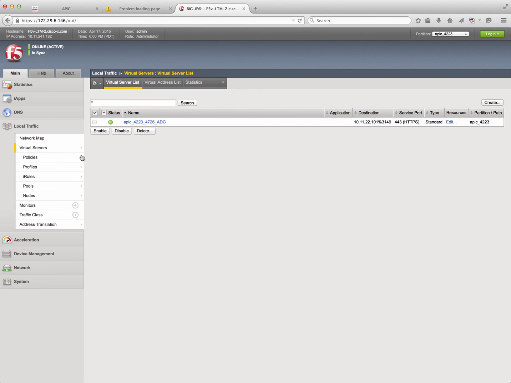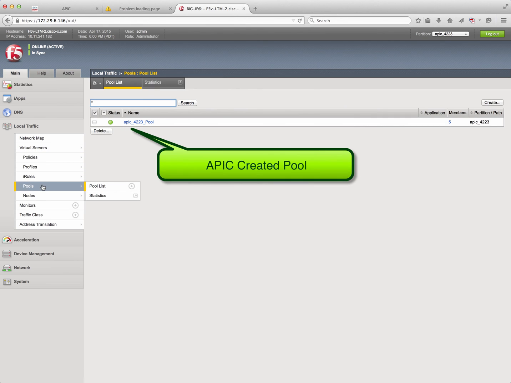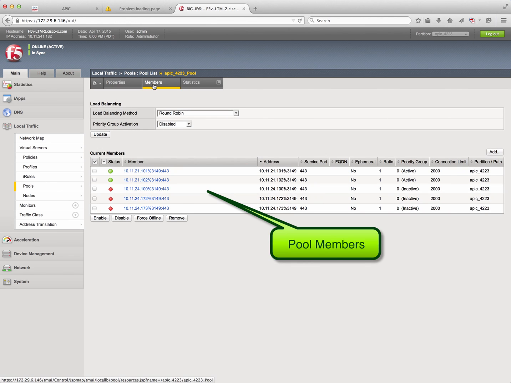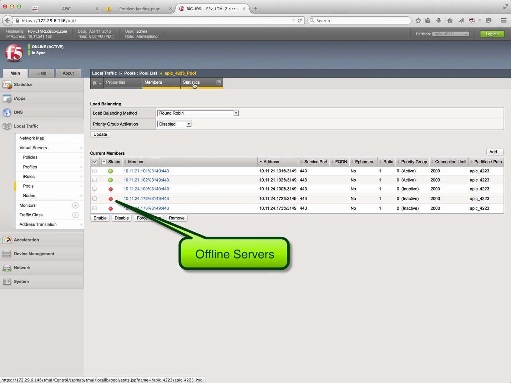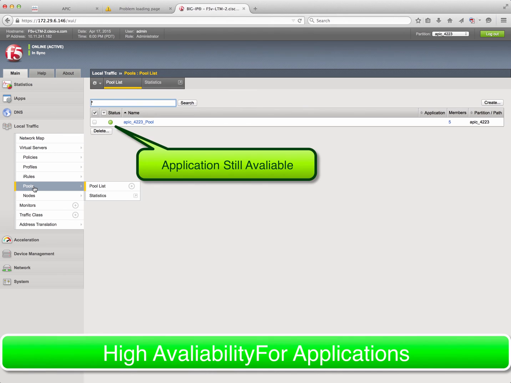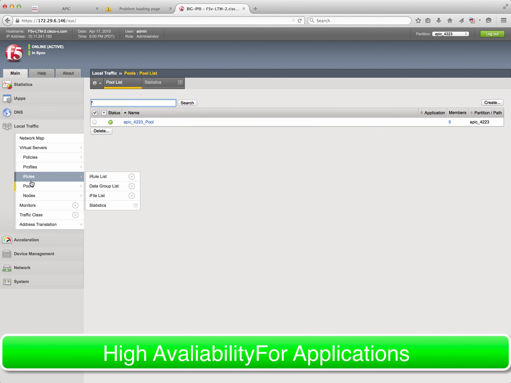We also see that a pool was created. The pool members were also added to the pool. In this particular pool, we have shut down a few of the servers to illustrate how F5 Big-IP LTM load balancing ensures application availability, even when individual servers are down for maintenance or failure.